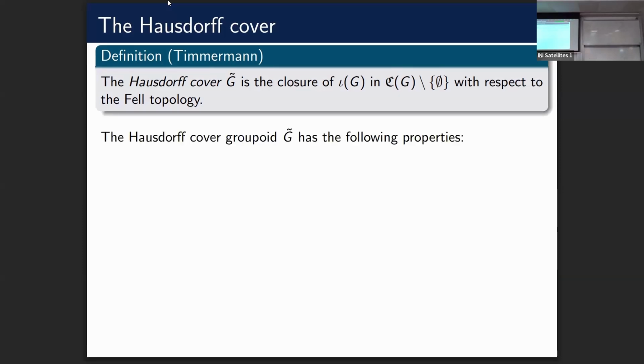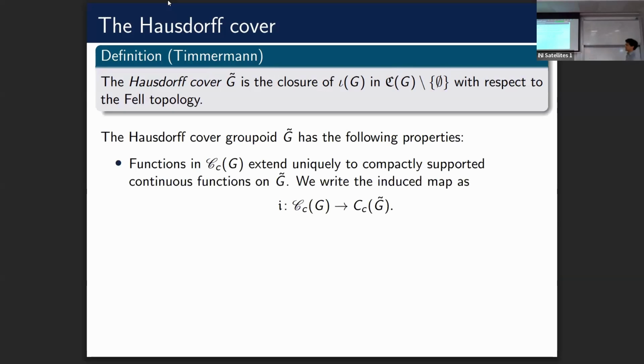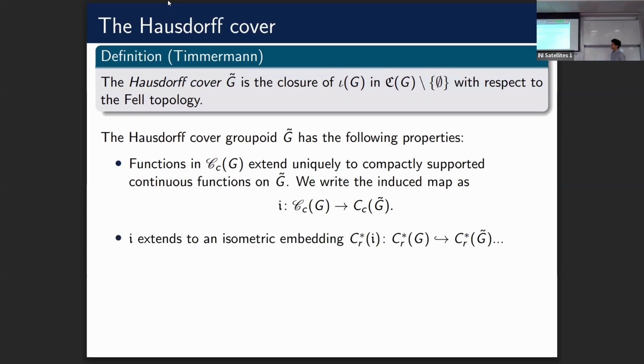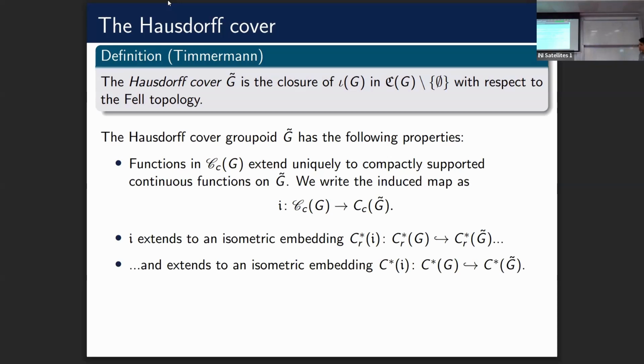Right, so briefly some properties of the Hausdorff cover. Functions in this Kelly C algebra which weren't continuous actually genuinely do extend to continuous functions on the Hausdorff cover. So whereas they were badly behaved on the original groupoid G, we can now view them as genuinely continuous functions on the cover. This then extends to isometric embeddings of the C-star algebras. So firstly, the reduced, and then also the full C-star algebra. And this then brings us on to the first theorem.